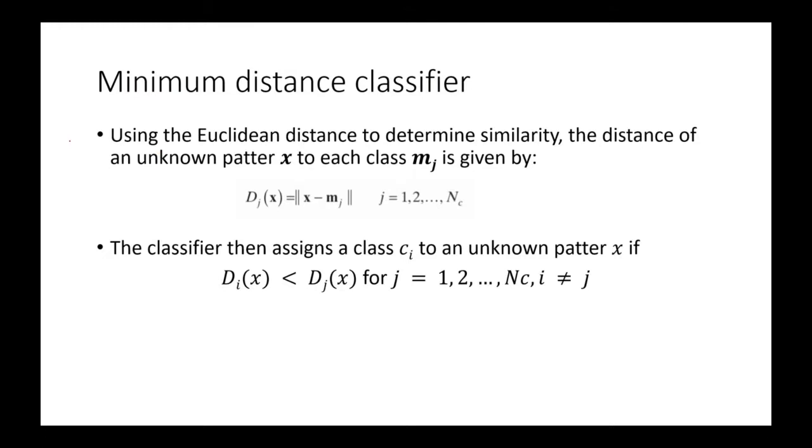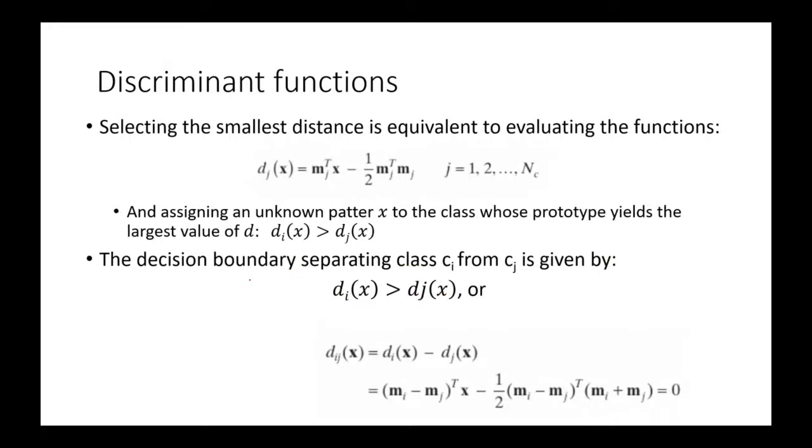So then, using the Euclidean distance to determine similarity, the distance of an unknown pattern to each class mean value, the classifier assigns a class Ci to an unknown pattern X if the distance from the unknown pattern X to the class i is less than the distance of the unknown pattern to any other of the classes, any other that's different from this one, right? Okay.